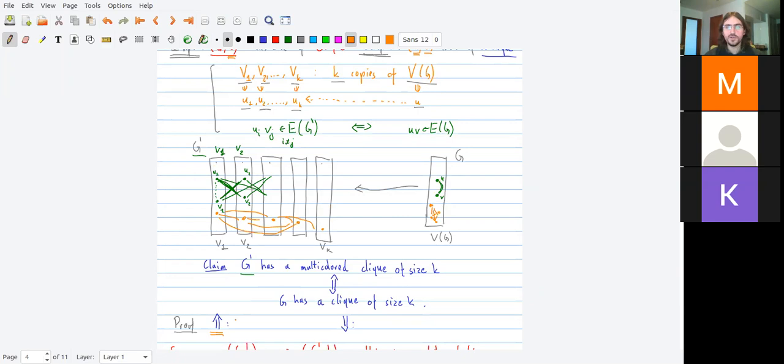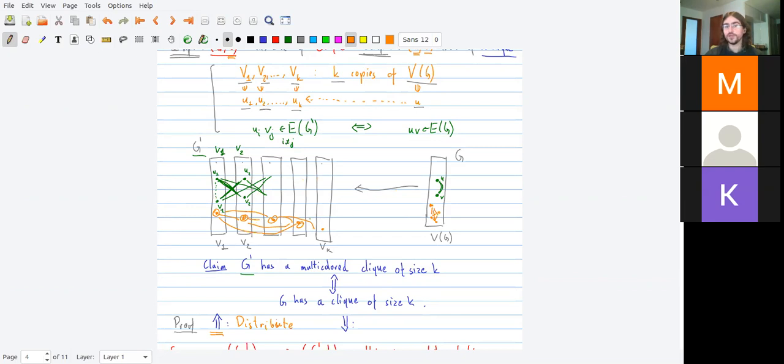Right? So let me call it that I distribute this clique. Yeah, so this proves the implication from bottom to top. And the second implication is equally easy. If I have a multicolored clique like that, note that the copies of one vertex are pairwise non-adjacent. So because this is a clique, this must correspond to pairwise different vertices of the original graph.